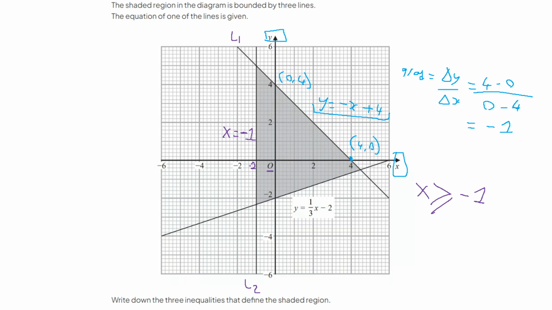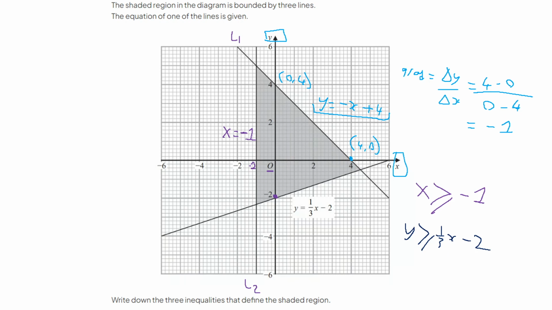It works the exact same for y. Here, you can see that this line, y equals a third x minus 2, goes through minus 2. Is 0, or more specifically, y being equal to 0, greater than or less than minus 2? It's greater than. And more specifically, this is a solid line. So y is greater than or equal to a third x minus 2.